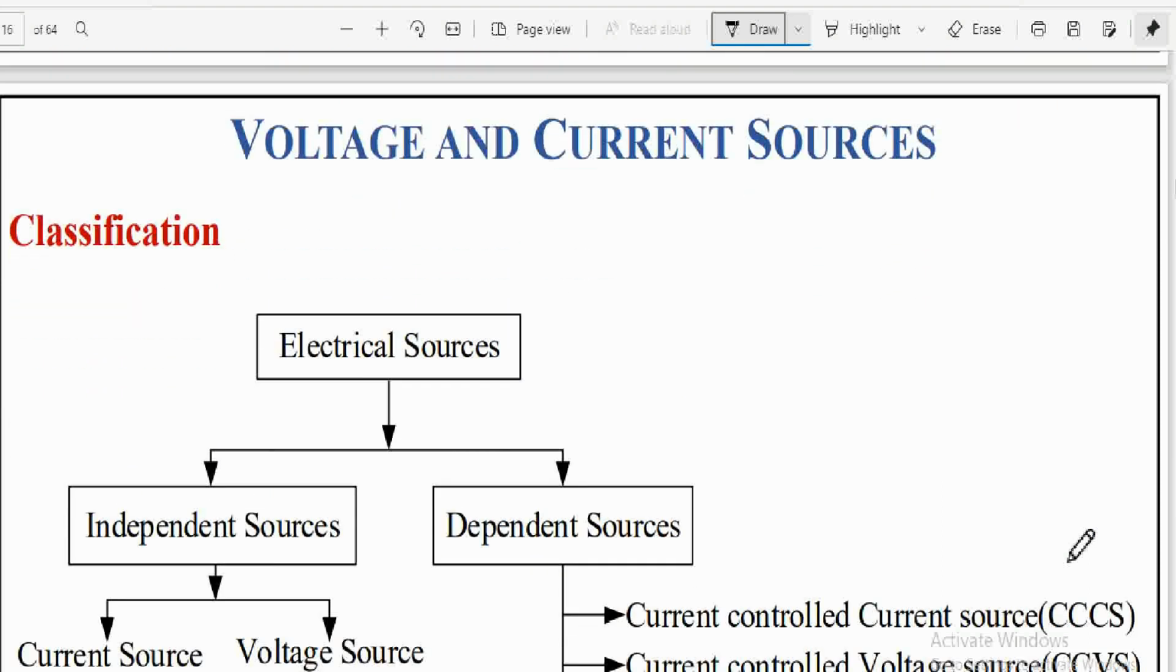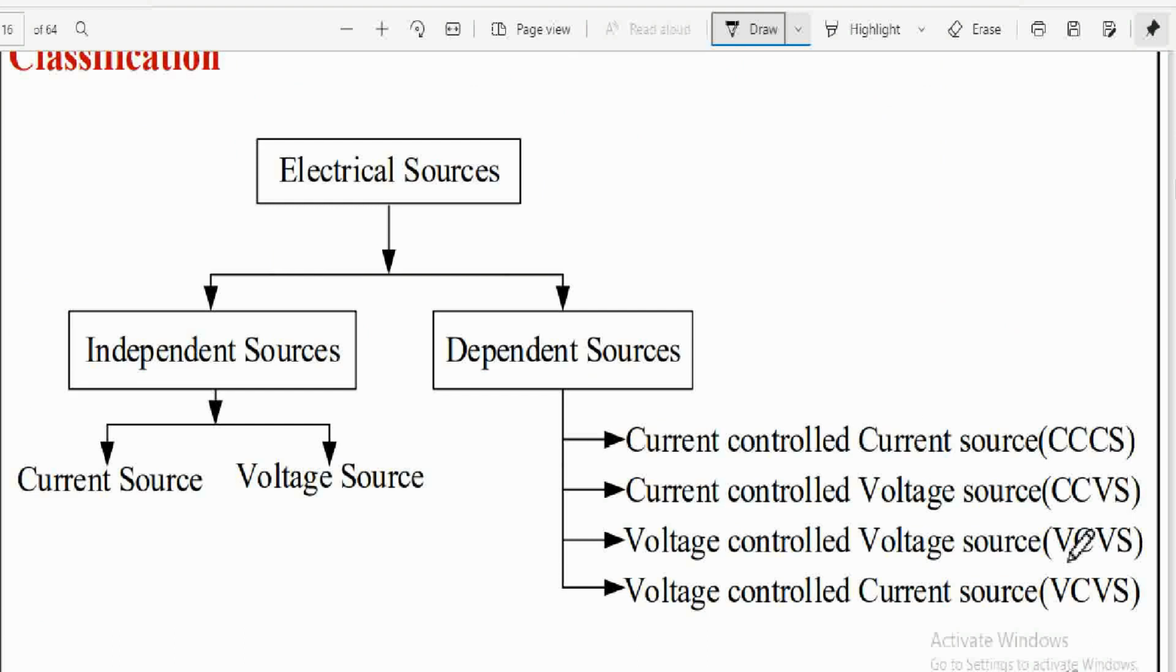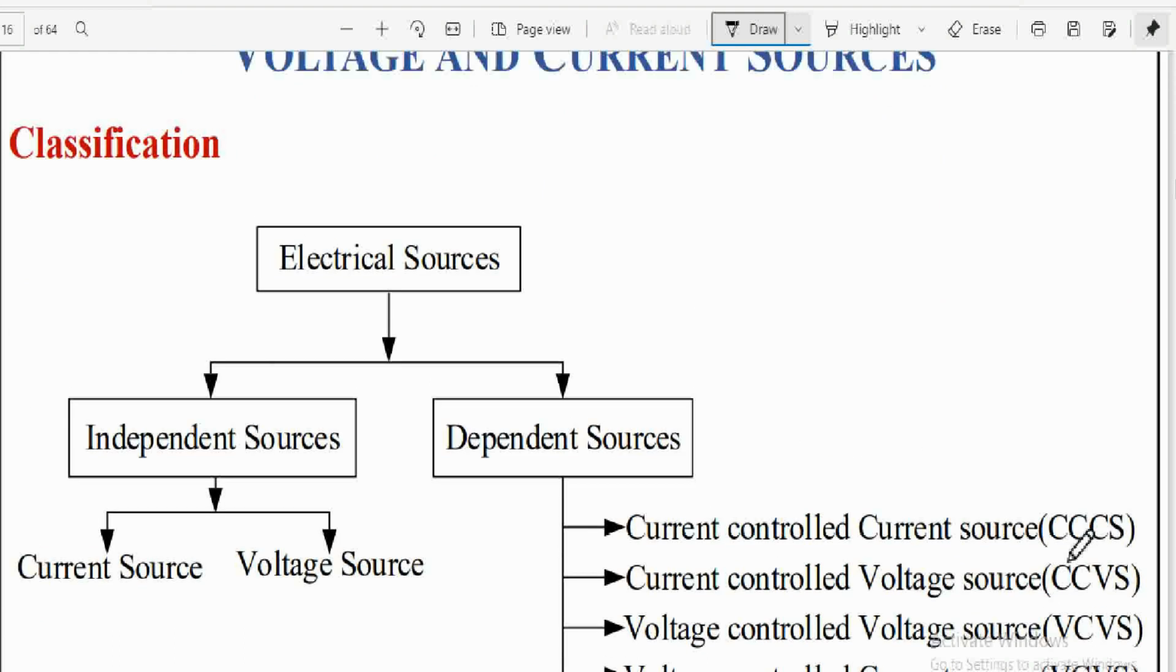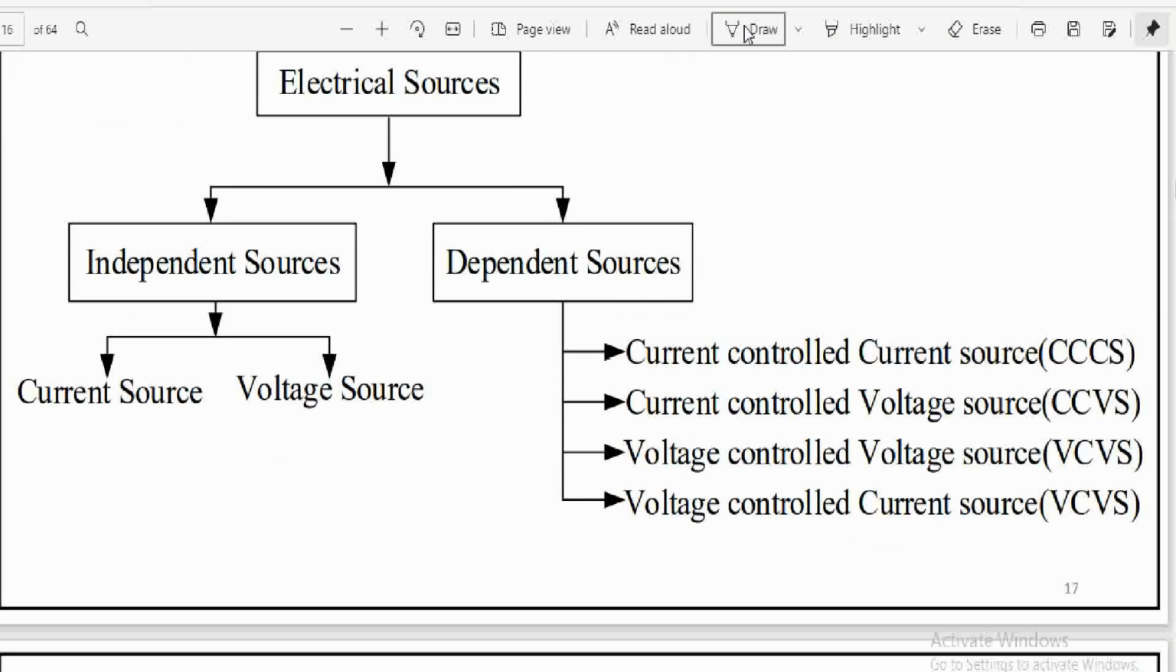Now, voltage and current sources. Already we have seen this topic. Basically the electrical sources are divided into independent sources and dependent sources. In the independent sources, we have a current source and a voltage source. And in the dependent sources, we have four types: current controlled current source, current controlled voltage source, voltage controlled voltage source, and voltage controlled current source.